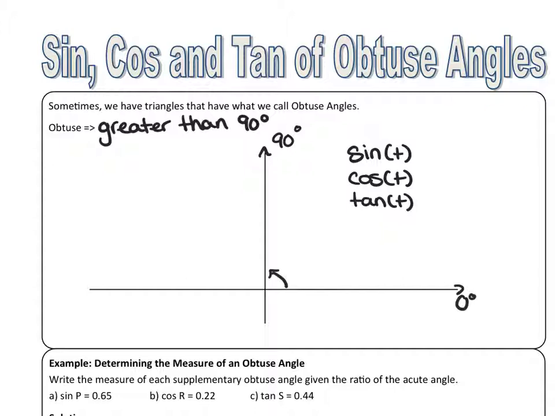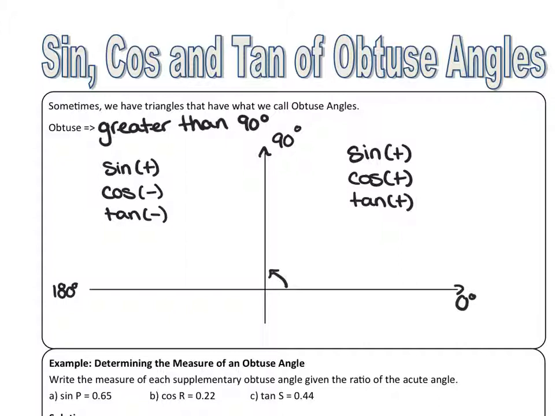And then if we carry on, over here is 180 degrees. For any angle between 90 and 180, sine stays positive, but cos is negative and tan is negative.